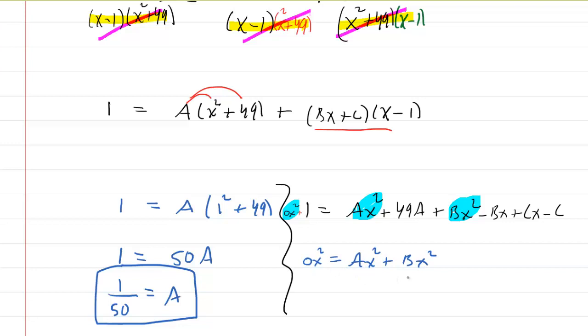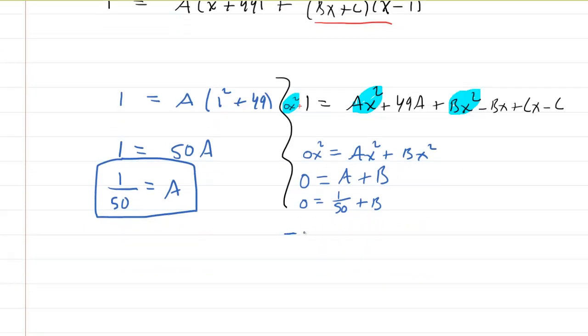And then you divide each term by x squared, which essentially cancels it out. So you have 0 is equal to a plus b, and then we already know the value of a, it's 1/50th, so you can plug that in. And then solving for b, you will get negative 1/50th for b. So that completes the solution for b. We just have to find c.